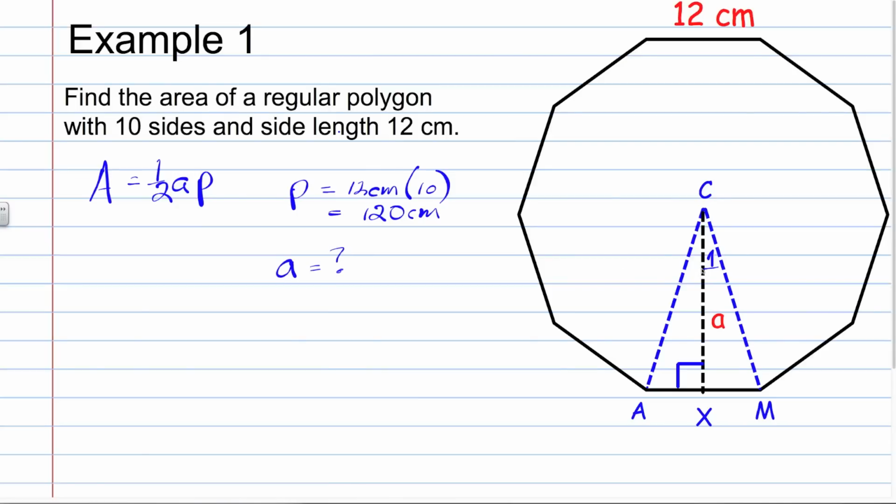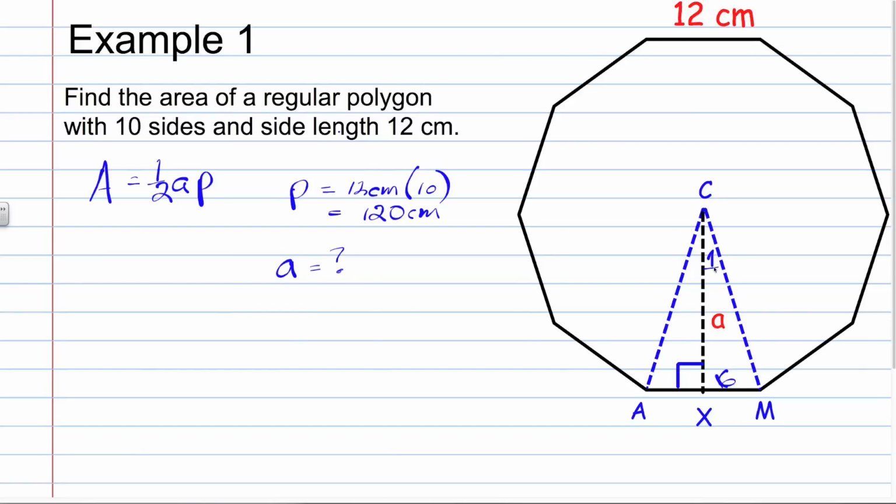To calculate the apothem, if we take a look at our diagram over here, we have the two radii and the apothem drawn in. And to find the length of the apothem in this case, we're going to use this idea of angle 1. And we know the length of AM, the side of the regular polygon, is 12. And since this apothem acts as the angle bisector, it also bisects this side down here. So we know the length of XM is 6. So if we consider angle 1, that would be opposite side over the adjacent side. So to find the length of the apothem, we're going to use the tangent ratio.